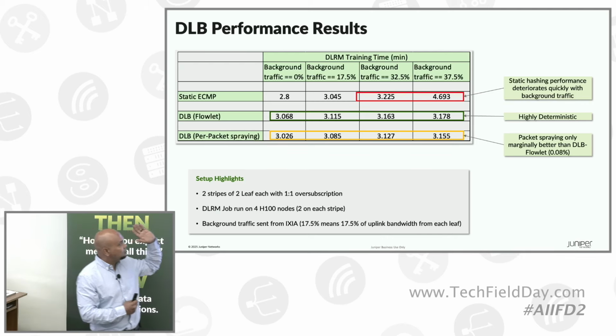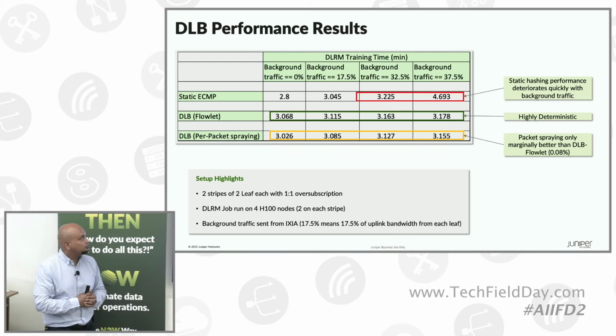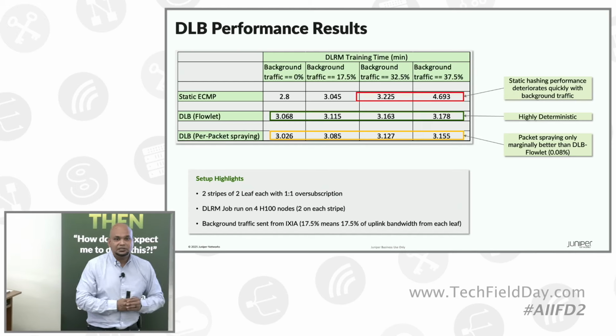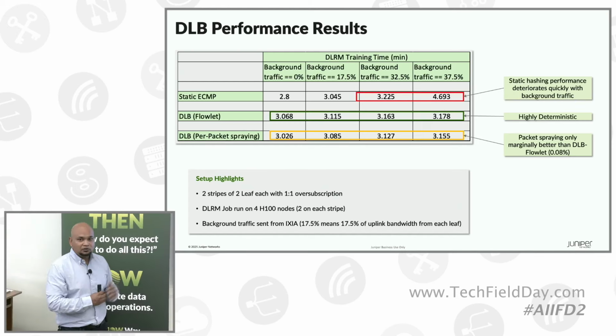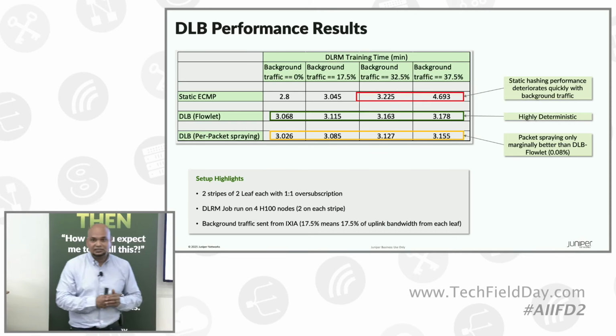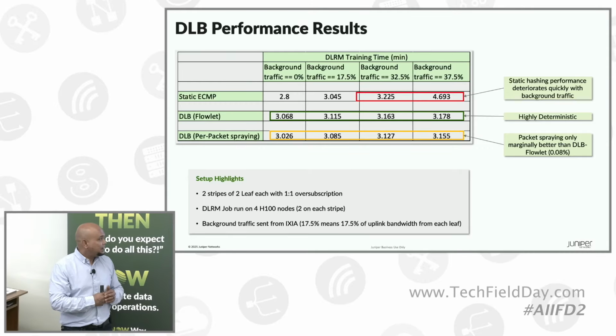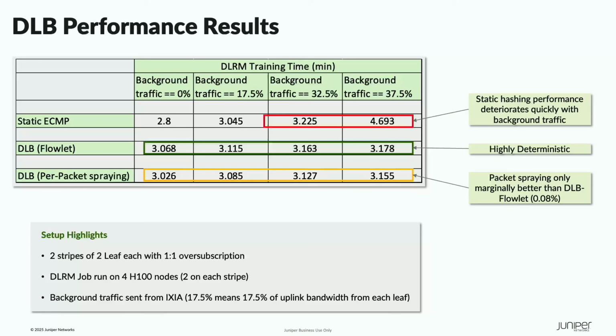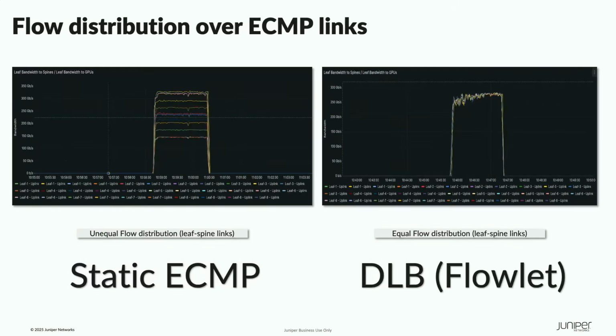As we increased the load on the traffic generator, introducing more and more congestion, you see that static ECMP starts to deteriorate. DLB was highly deterministic, and it actually did pretty well as more congestion was introduced. Best was still packet spraying, the 37.5% number, but only by a margin of 0.08%. So the flowlet really did well without you needing any special or expensive NICs to handle this. So really, there is not that much of an ROI on that.